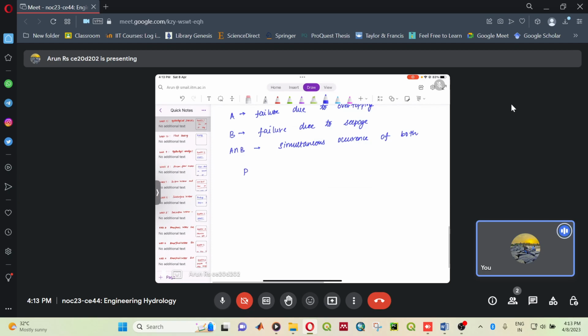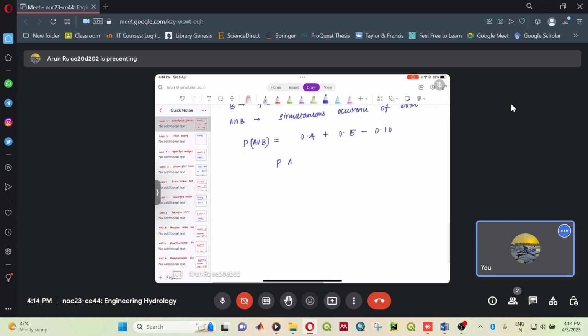So it's a straightforward question, we can find what is the probability of failure. Which is 0.4 plus 0.15 minus 0.10. Which is 0.45.